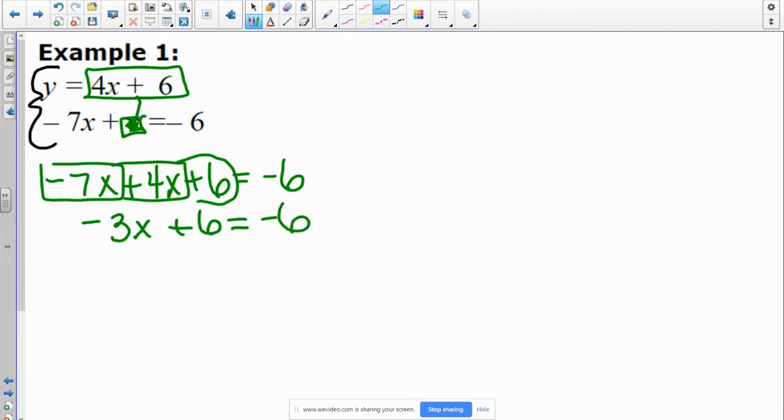And now I'm going to go through my steps. I'm going to subtract 6 from both sides. I get negative 3x equals negative 12.